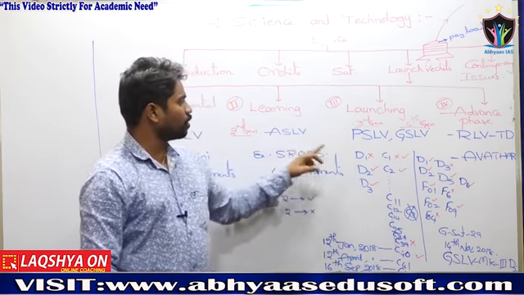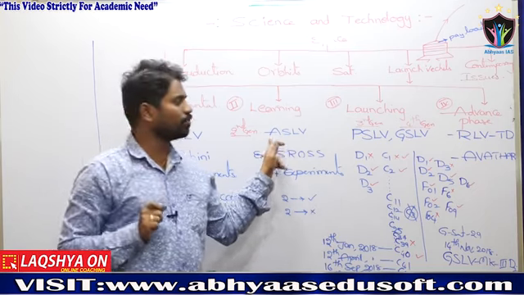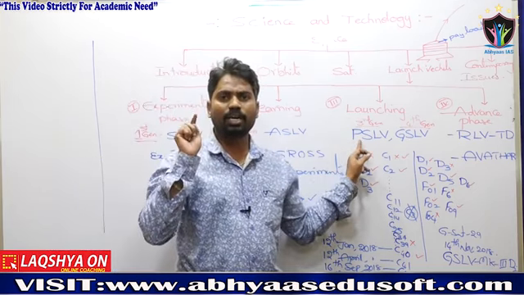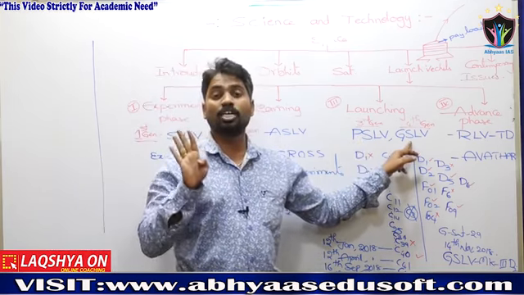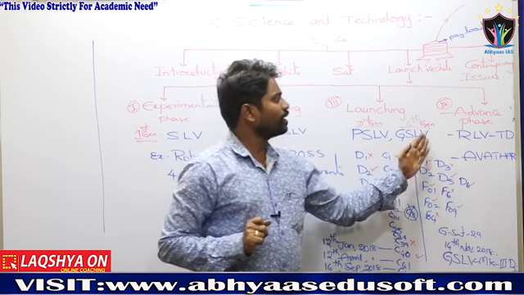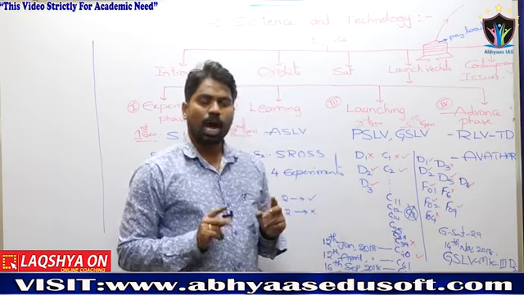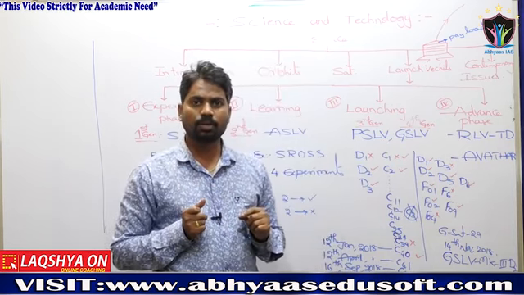First generation is the satellite launching vehicle, second generation is the augmented satellite launching vehicle, third generation is the polar satellite launching vehicle, fourth generation is the geosynchronous satellite launching vehicle. Now we are in the advanced phase. The fourth one is the advanced phase.